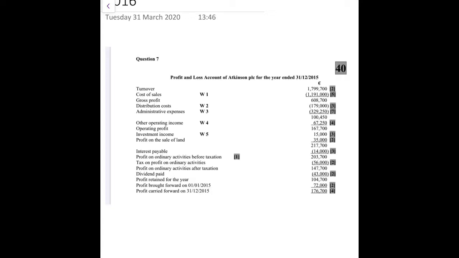You're starting off with your turnover figure. Your turnover figure is just your sales. We had no sales returns in this question, so you're getting 2 marks for putting that straight in from your trial balance. Then our cost of sales figure coming straight from our workings, €1,191,000, which gives you a gross profit then of €608,700. Then we have our distribution costs and our admin expenses, minus 179 for your distribution and minus €329,250 for your admin. So 7 marks there for your administrative expenses, because a lot of work went into getting that figure. Then you can put your other operating income in here straight away.